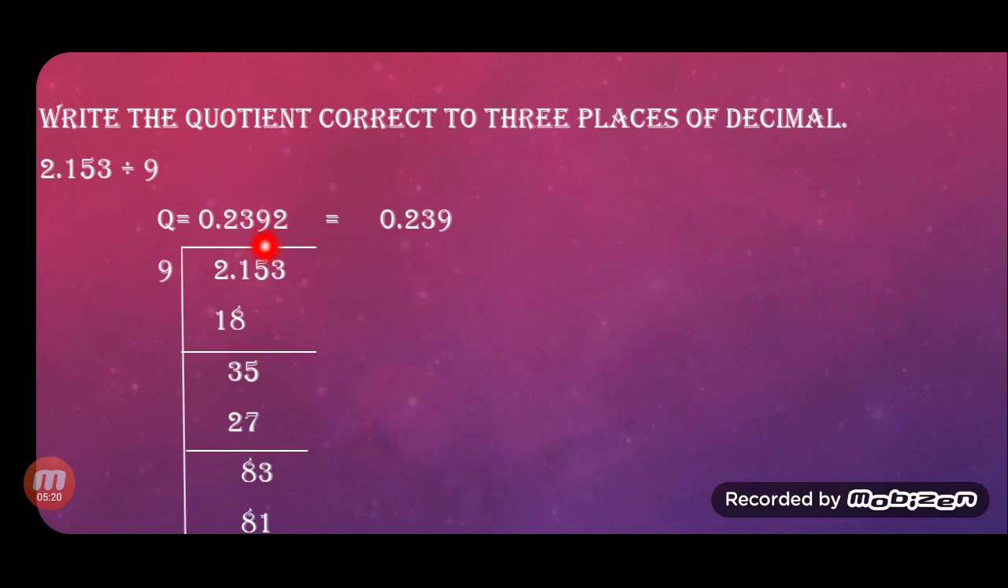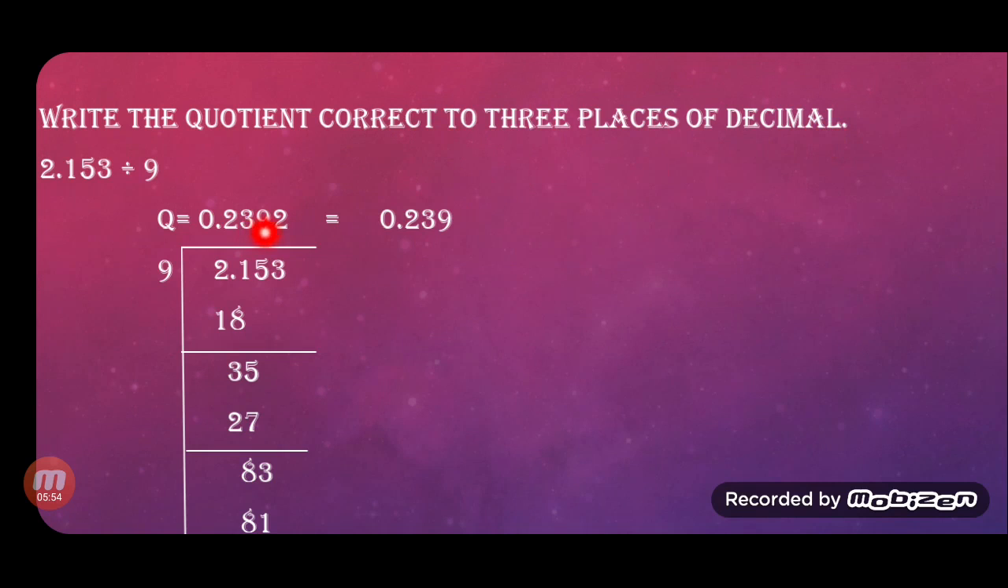First place is 2, second place is 3, third place is 9. So we have to round off the 9 and just see the next number, the right side number, that is the 10,000s number. It is 2. It is less than 5. So what will you do? You will not change anything in the rounding off number, and the rest of the digits you will drop. So rounding off, the answer will be 0.239.